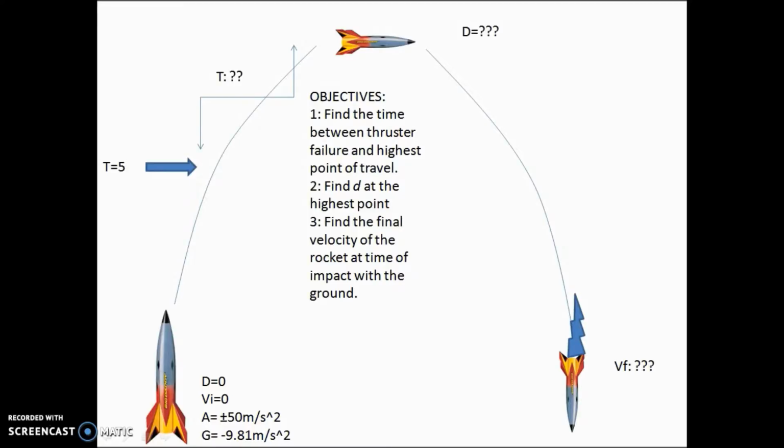So what we want to find out is the time between when the thrusters turned off and when the rocket reached the highest point of its travel. So not necessarily the distance between the two, but the amount of time in seconds between those 2 points. Then we want to find the height of the rocket when it reached its highest point, and then we also want to find the final velocity of the rocket when it reached the ground.